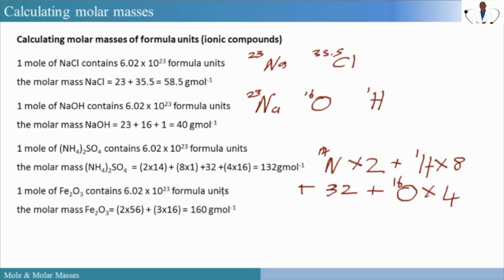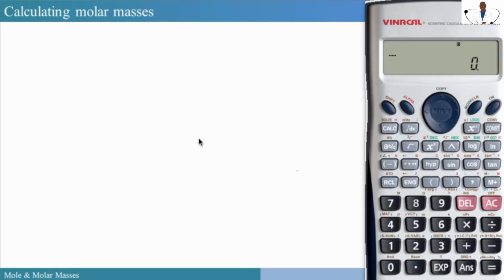2 times the mass of iron, which is 56, plus oxygen, which is 16, but we have 3 atoms there. Sum these values and we'll get a mass of 160 grams per mole. Let us try some other examples involving the calculation of molar masses. Let us try some difficult ones.